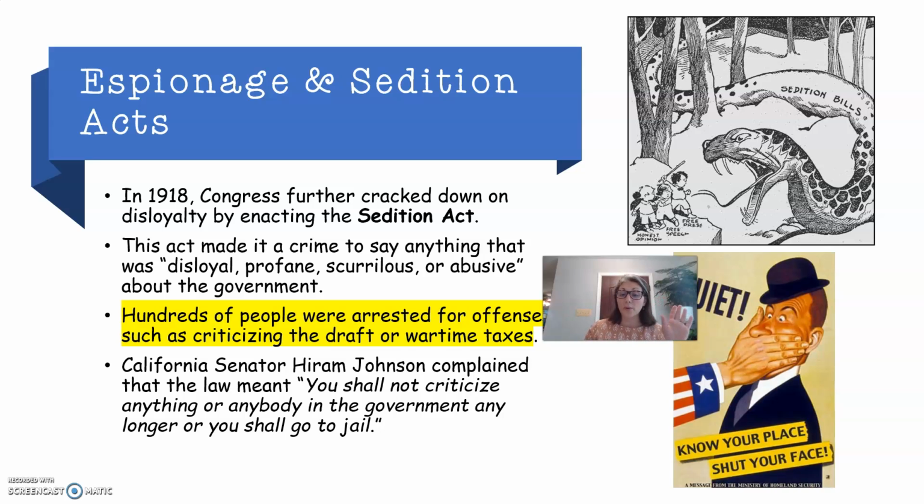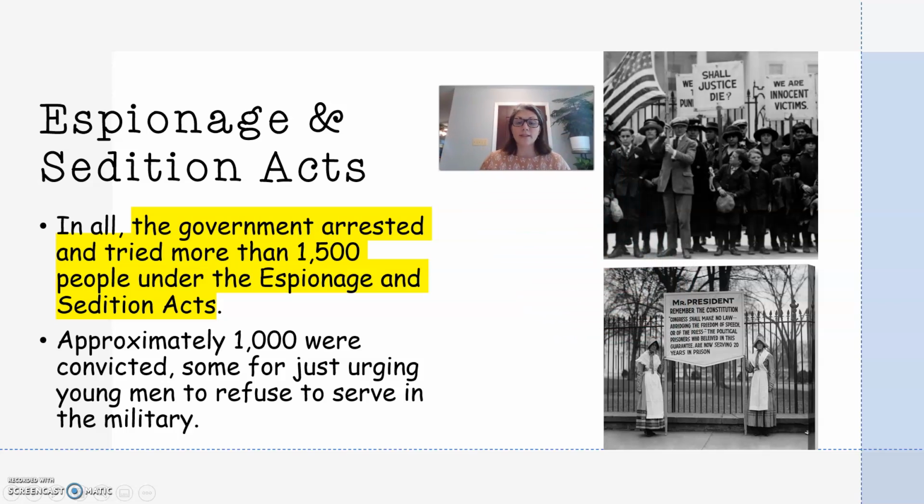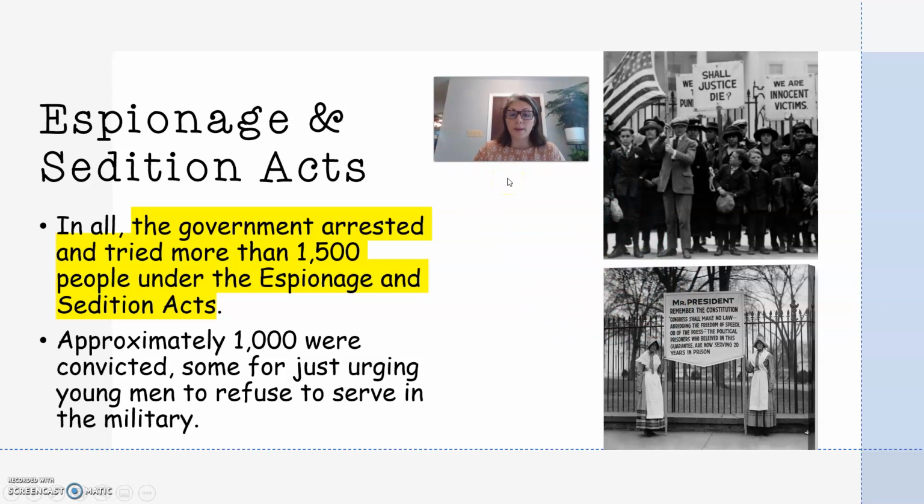So somebody who was kind of pointing out how extreme this was was a senator from California, Hiram Johnson, and he said, "You shall not criticize anything or anybody in the government any longer, or you shall go to jail." So it's really limiting the ability for people to talk out against the government. And in all, the government ends up arresting and trying more than 1,500 people under the Espionage and Sedition Acts, and about 1,000 were convicted for just telling people not to join the military. Something as simple as that. Sharing your opinions like that could get you in jail.